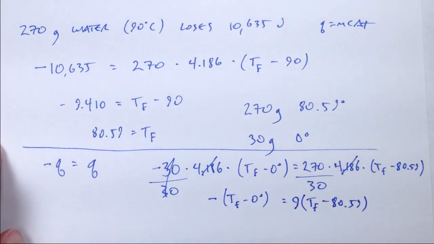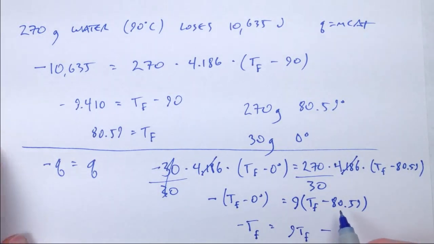Well, that's nice. I've got another line here where I could fit this, so let me just remove that parentheses. Negative TF equals, distribute this 9 times that temperature minus, and now 9 times 80.59. I've got that here. Here we go. 725.31.